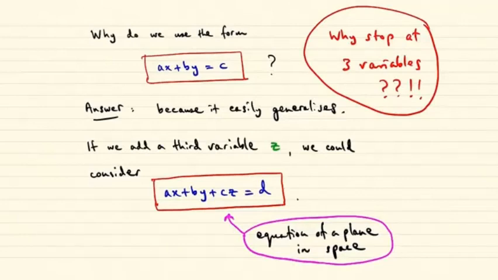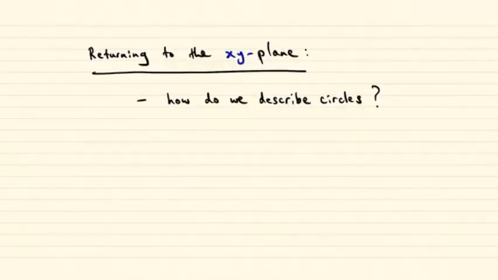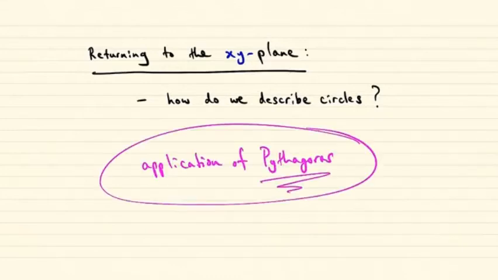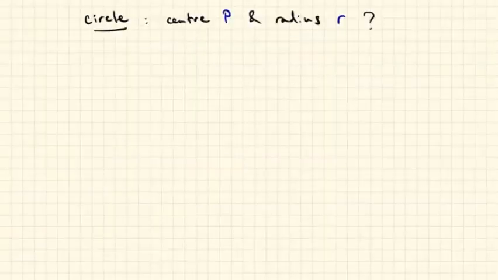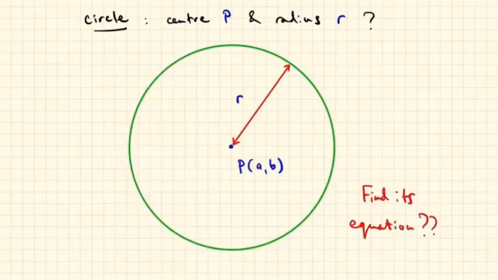Why stop at 3 variables? Well, further generalizations are mentioned in the notes if you're interested, and you'll become very familiar with higher dimensions if you do more mathematics. Returning to the xy plane, let's discuss circles and how to describe them. This is where Pythagoras comes in. Consider a circle centered at P with radius r. What should its equation look like?